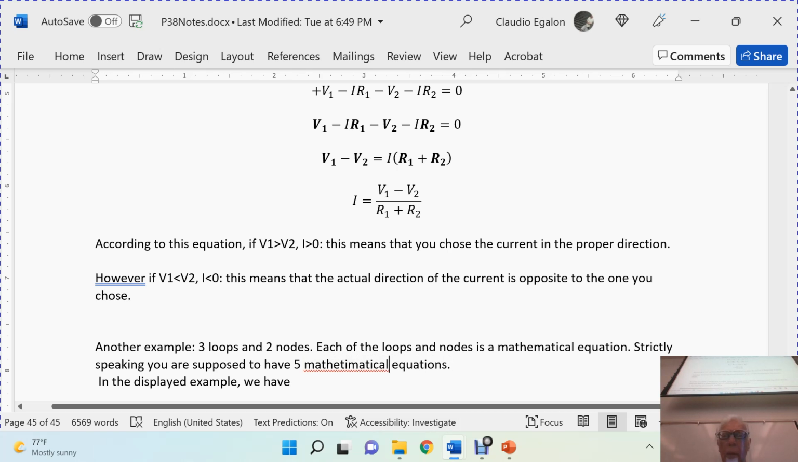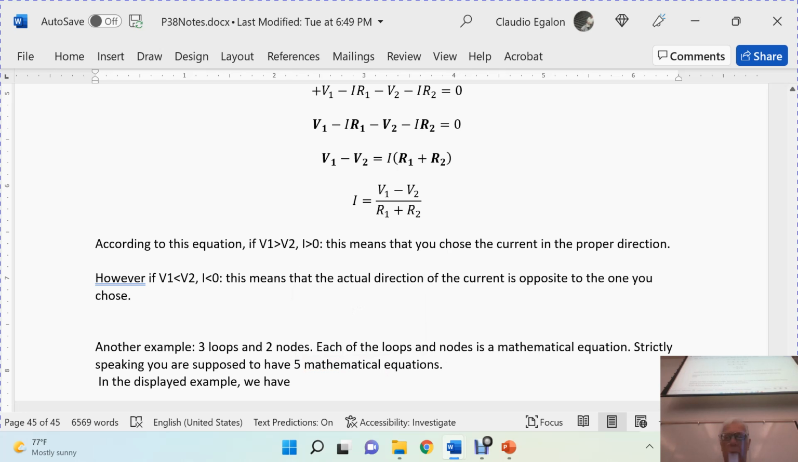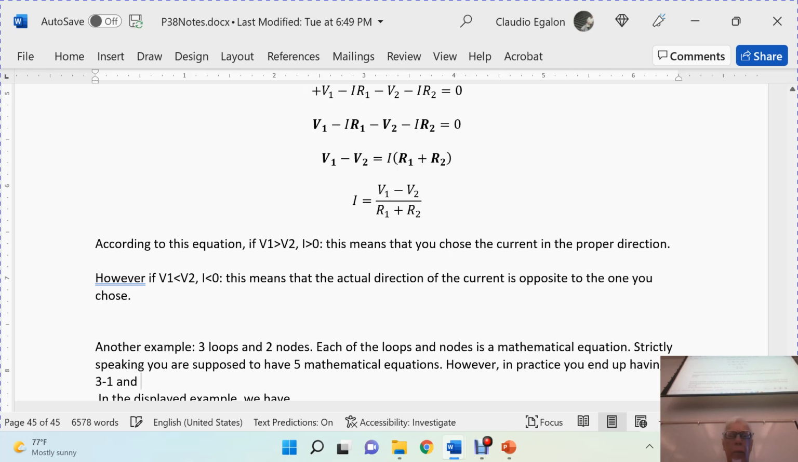Mathematical equations. However, in practice, you end up having 3 minus 1 and 2 minus 1 independent equations, or 3 independent equations. Okay?